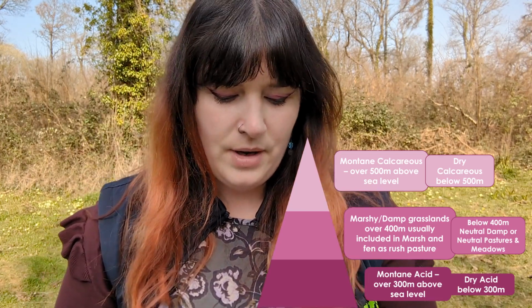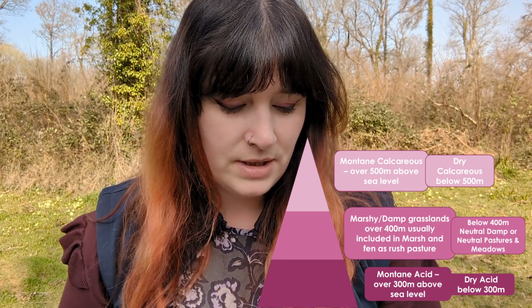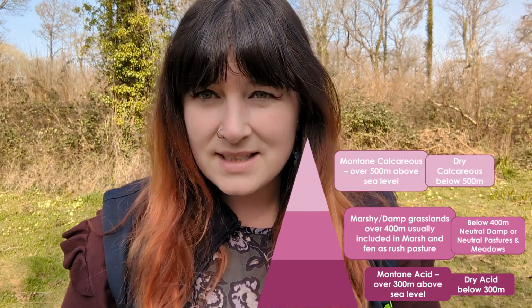It can vary slightly depending on the type of grassland, but essentially if you're above 400 or 500 metres, then you're going to be in the montane zone and you'll want to be looking at upland grassland. However, if you're below 400 or 300 metres, then you're probably going to be looking at the lowlands. So for example, in our guide, it says that if you are below 300 metres above sea level and it's looking kind of acidic, then that would be within the lowland category of dry acidic grassland. However, if it was above 300, then you're probably looking at the montane acid grassland.